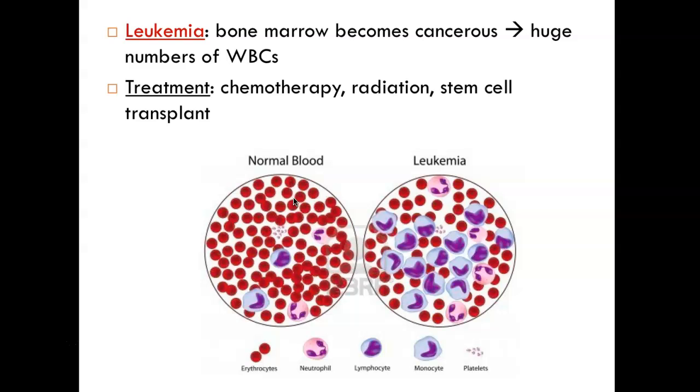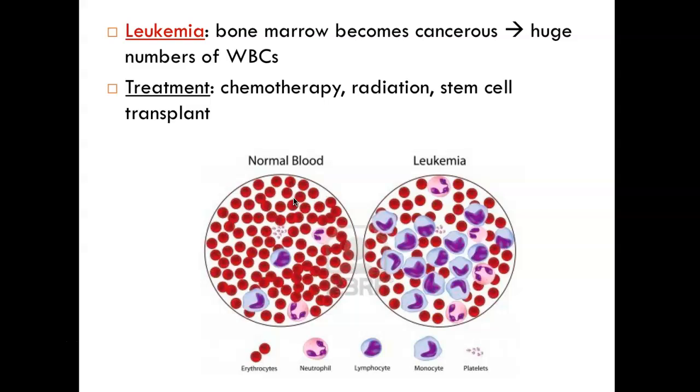So the treatment would be chemotherapy. Chemotherapy is when drugs are taken and those drugs are going to stop the cell cycle, so stop cells from dividing, and radiation, and then stem cell transplant. And so stem cell transplant would probably be a pretty good treatment, since we know that it's easy to get blood stem cells from adults.